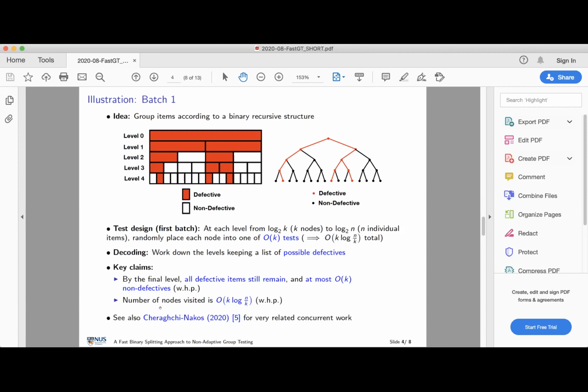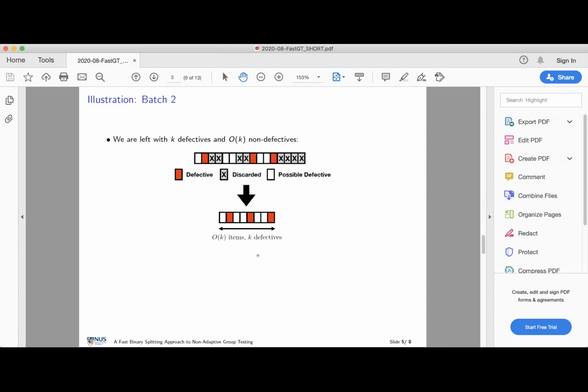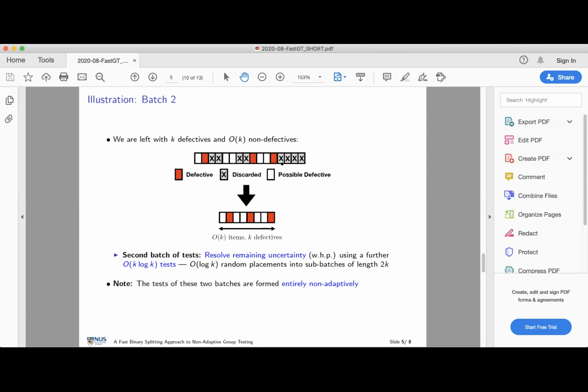In a parallel work, these authors gave basically the same idea, and that's a very nice paper to read as well. Once we have most of these items discarded, we're left with the defectives plus some non-defectives which have managed to remain. But we can resolve that remaining uncertainty using very standard methods: an extra order k log k tests will resolve all of that remaining uncertainty. And this whole procedure is entirely non-adaptive. We don't need to see any test outcomes before designing the future tests. We can design all the tests in advance.